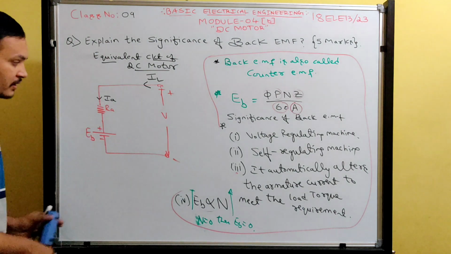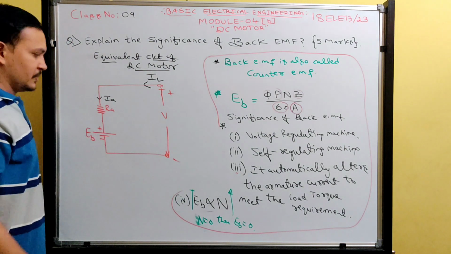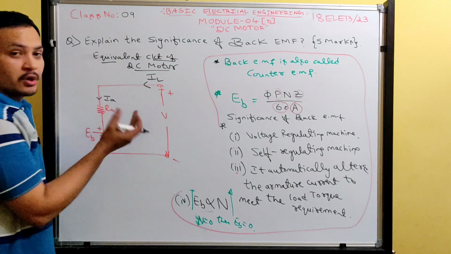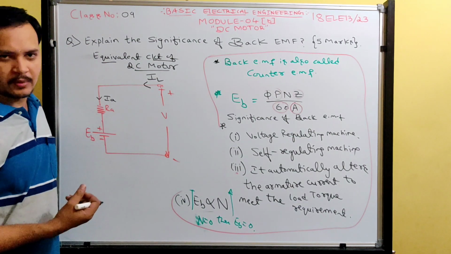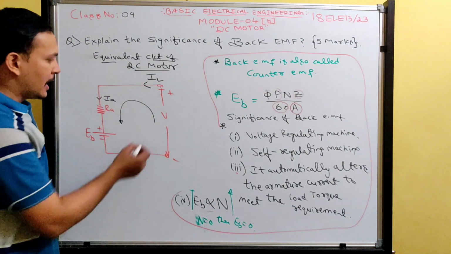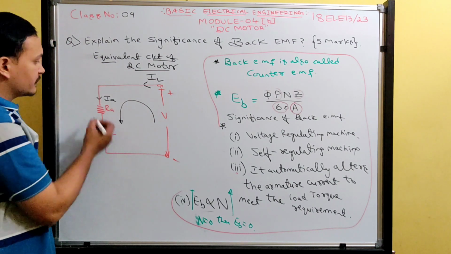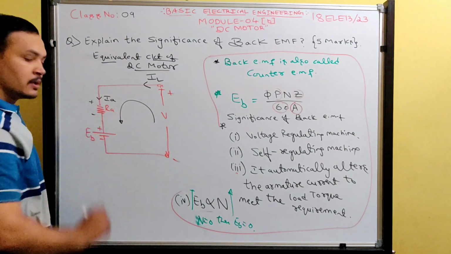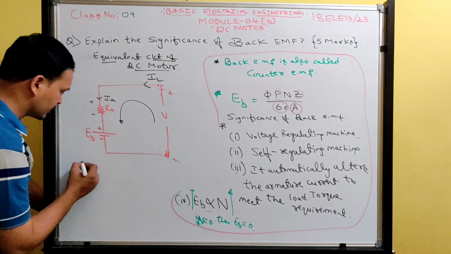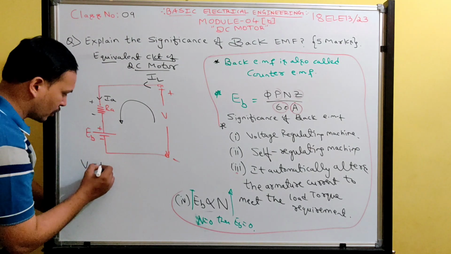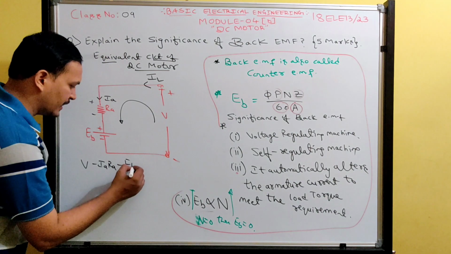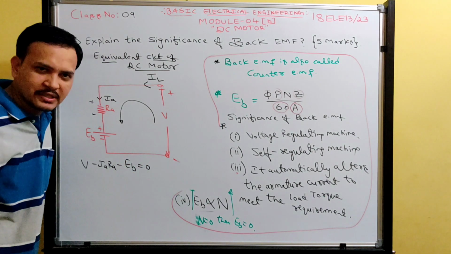Now apply KVL to this circuit. Shall I take clockwise or anti-clockwise direction? See, the motor receives the supply, so you take the anti-clockwise direction. Apply KVL to this loop. Whenever current enters, mark plus; where it leaves, negative. What happened? Minus to plus is a rise, so V, plus. Then minus to plus is a drop: minus IA RA, plus to minus is a drop, minus EB is equal to 0.